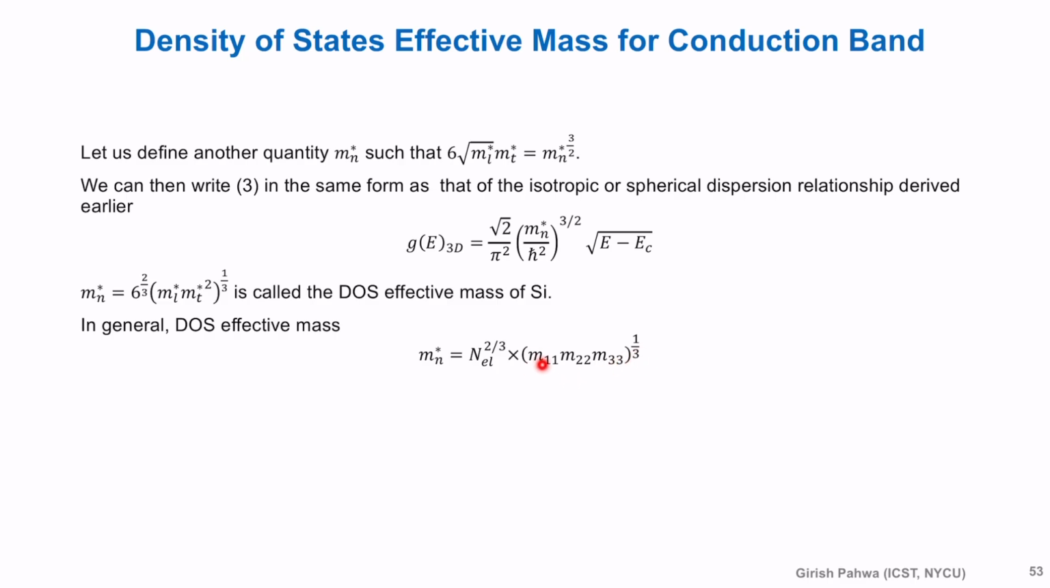Okay, now M11 was ML star here, and M22 and M33 will make MT star, because both of them are equal for silicon. So this is your generic formula. But remember, this is the number of ellipsoids within the first Brillouin zone. If, say, you have an ellipsoid whose some part is in the first Brillouin zone but some part is outside, you will only count the part which is inside the first Brillouin zone. And we will see the example.